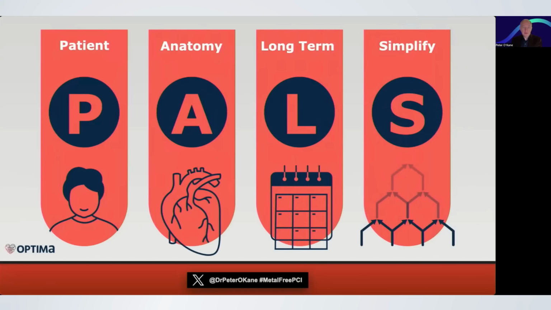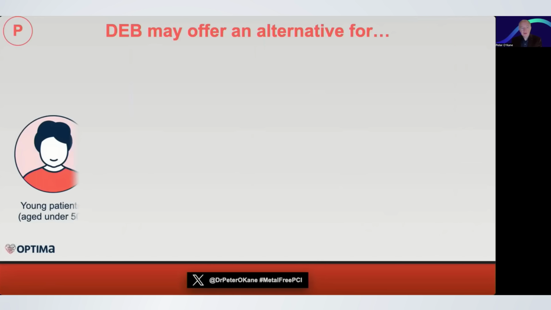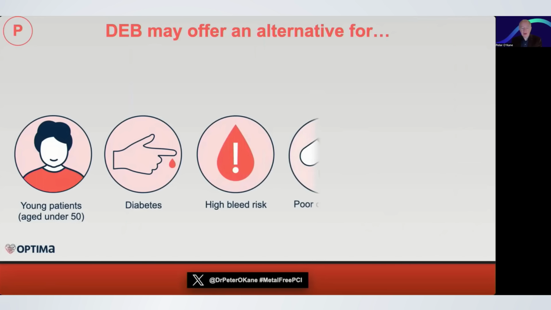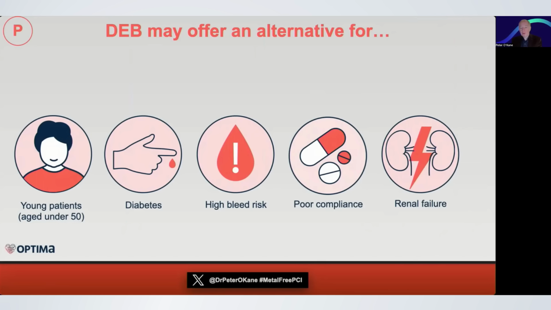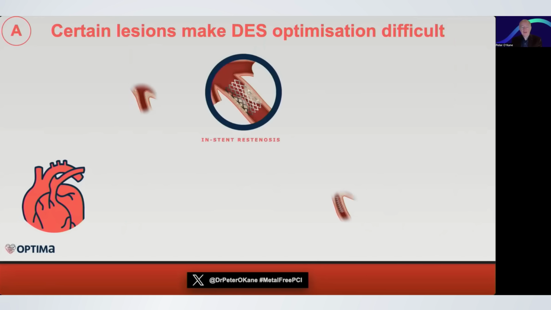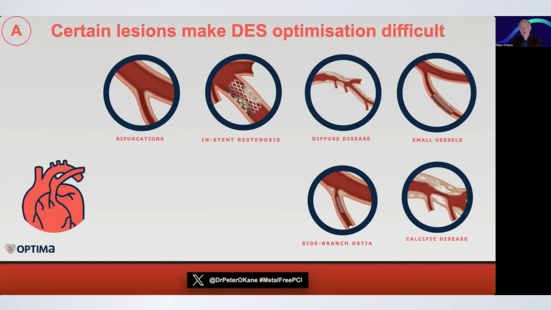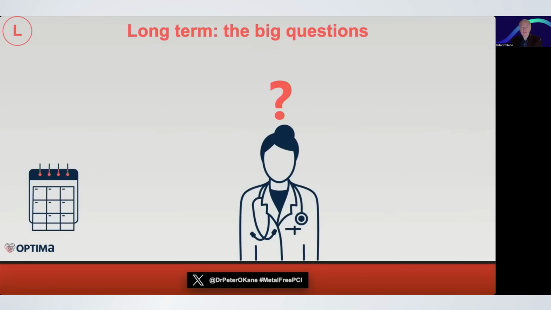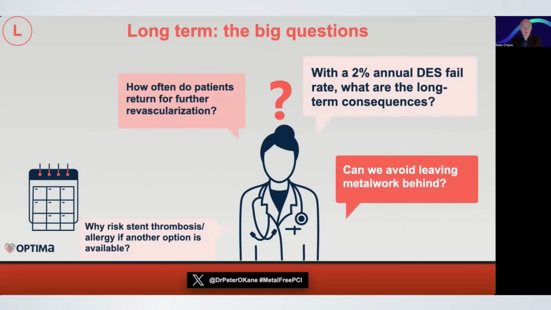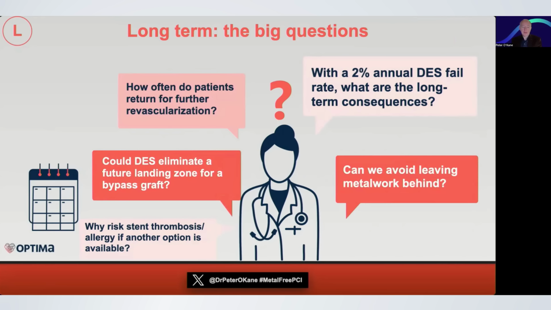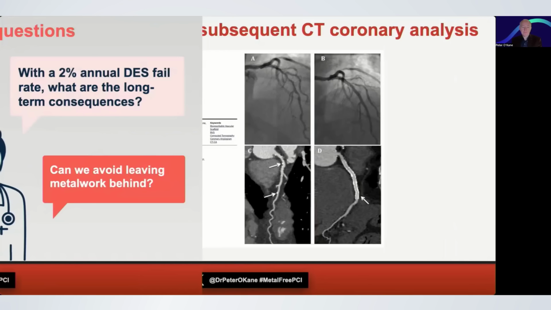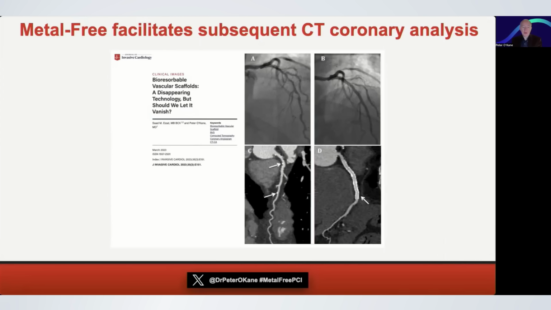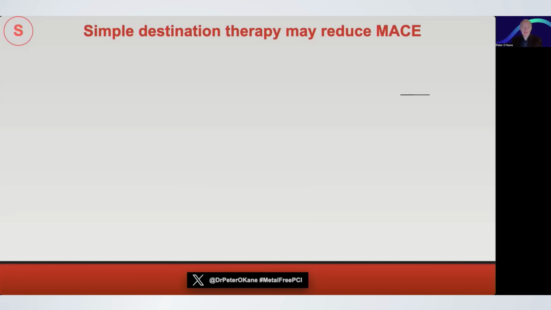We worked with Optima, and we came up with a series of scenarios where this may be useful. For the patient, younger people who are perhaps diabetic, have high bleeding risk, or are more compliant may benefit from a DEB rather than a stent. Anatomical features such as restenosis, bifurcation, long lesion, or calcium are sometimes better treated with DEB rather than DES. And for the patient, the long-term risk, such as a 2% annual failure rate with DES, is something to be considered. You also may be able to image them without having a long-term metallic prosthesis.